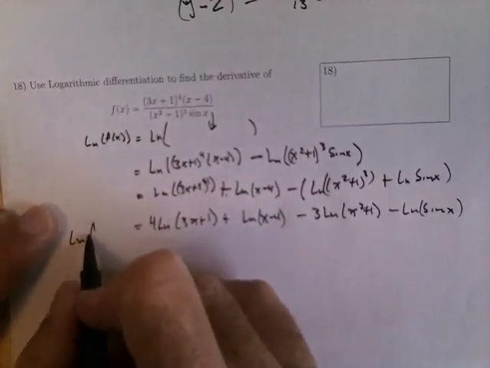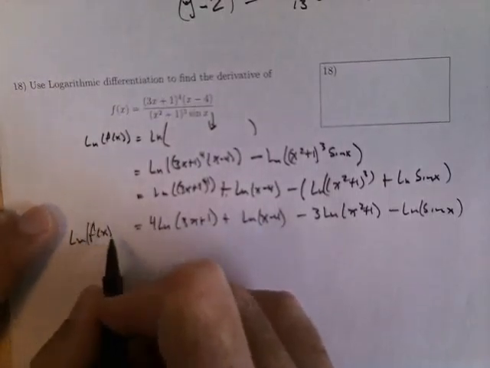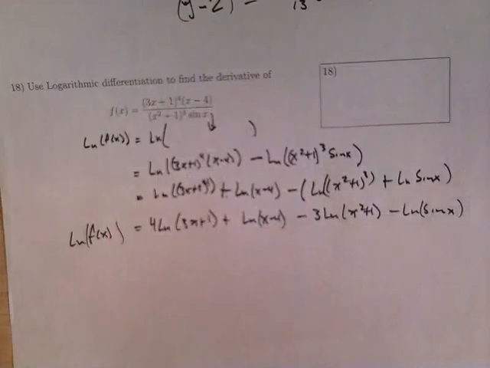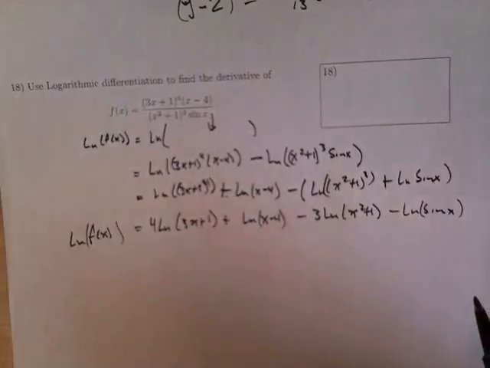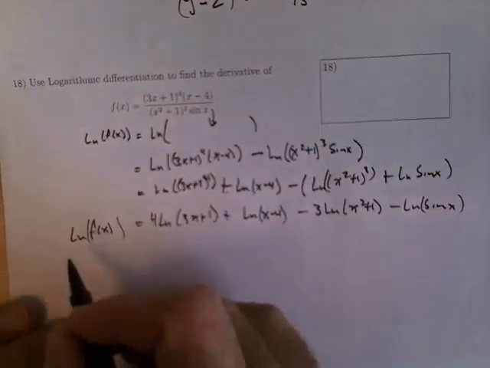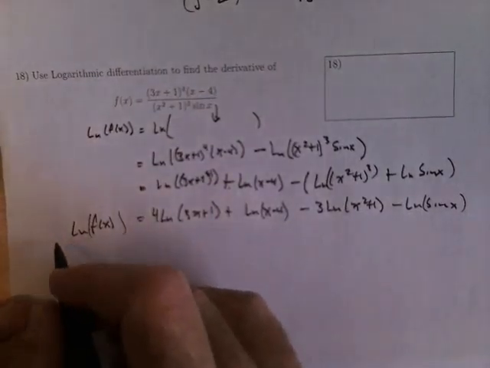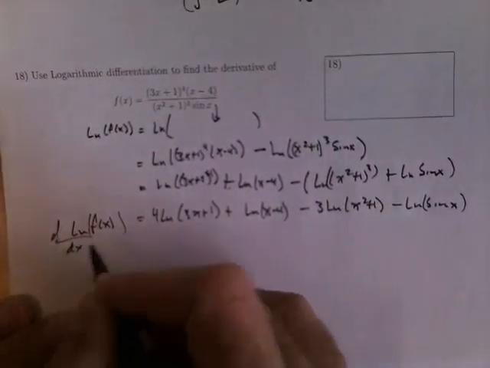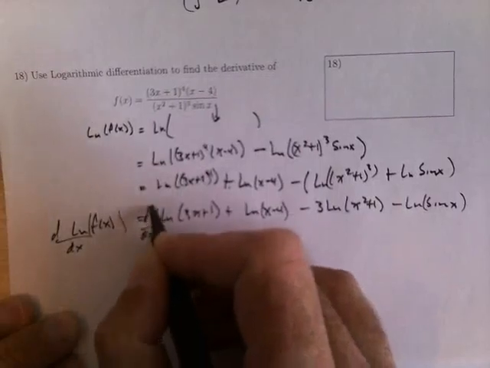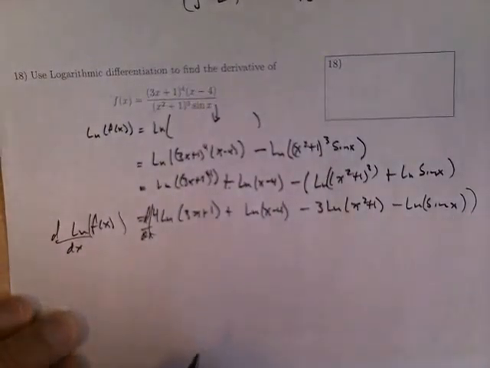So this was the natural log of f of x. Now I haven't done any calculus yet. I've just done some algebra to rewrite this equation in a different form. Now, implicitly differentiate with respect to x. This side with respect to x, the derivative of this side with respect to x. Okay.